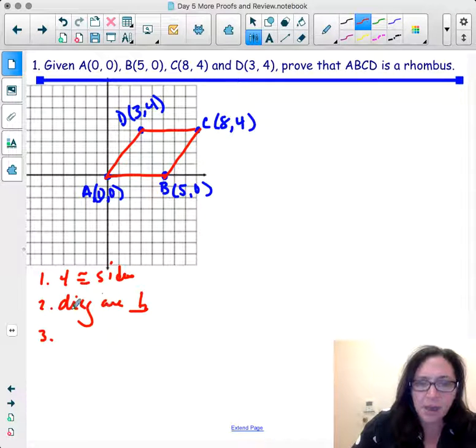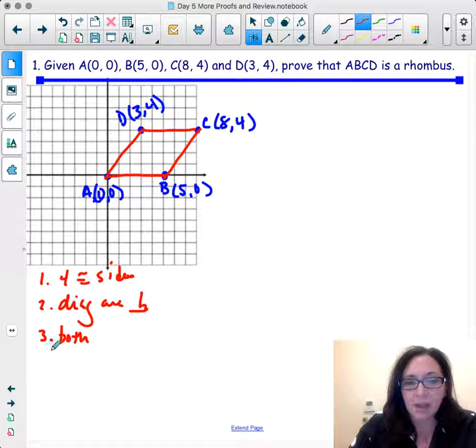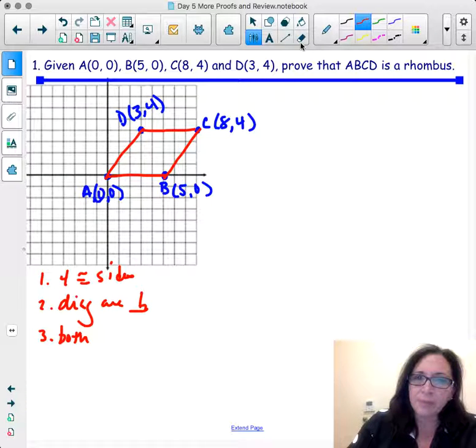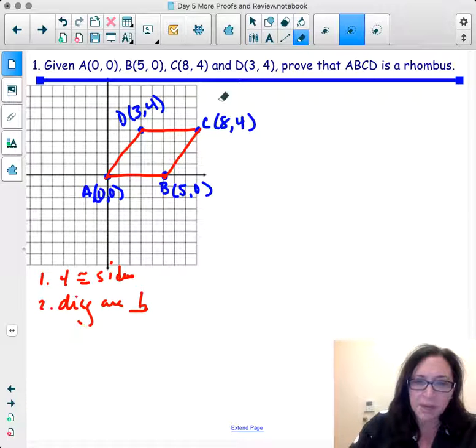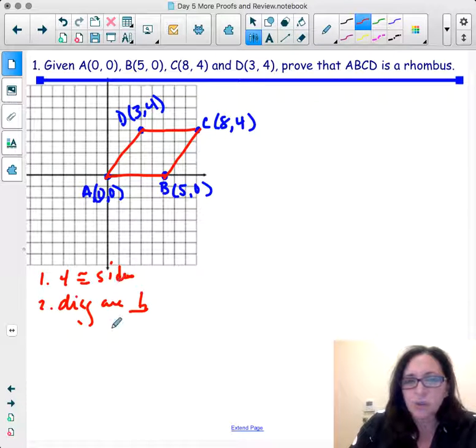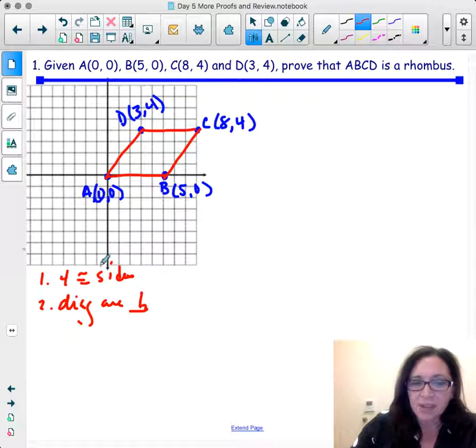Number 3, I could show that both pairs of opposite sides are congruent, and so both pairs of opposite angles are congruent. But that's a characteristic of basically a parallelogram, so that's not unique to being a rhombus. So I have these 2. I'm trying to think if there's anything else that I want to do, and I don't think so.